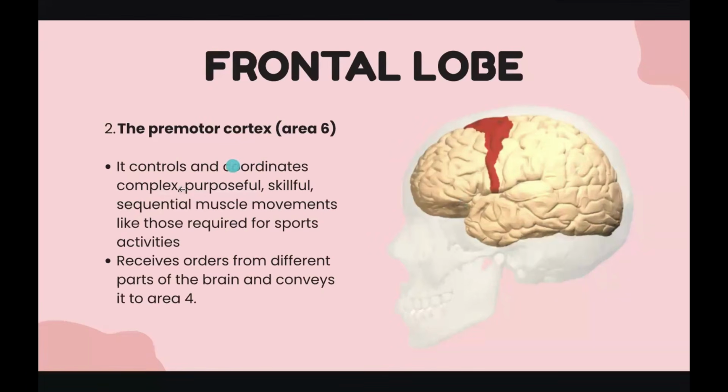It controls and coordinates the complex, purposeful, skillful, sequential muscle movements that you most probably require to play sports. All right. So if you want to go skiing, of course, it's not like a normal walk or so. You would need very conscious and very complex types of skills and muscle movements, and coordination. So this is all elicited by the premotor cortex area.